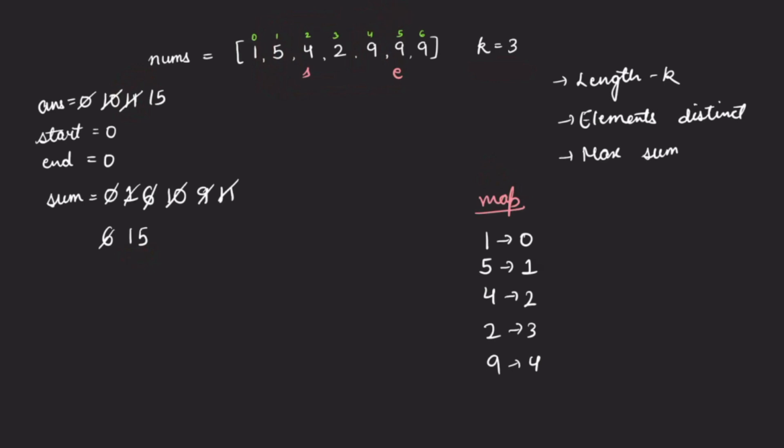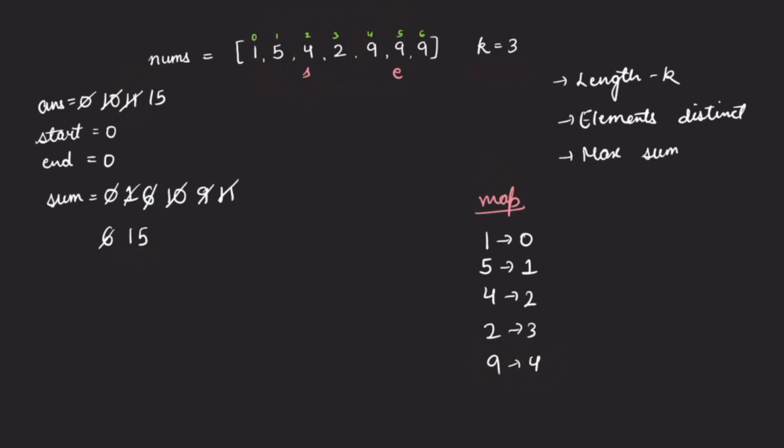How did you identify that? 9 was already present in the map with the index 4, right? Meaning the last occurrence of 9 was at index 4 and our start is present at index 2. Then that means 9 is already present within the current subarray that I am considering. Now you get it, right?